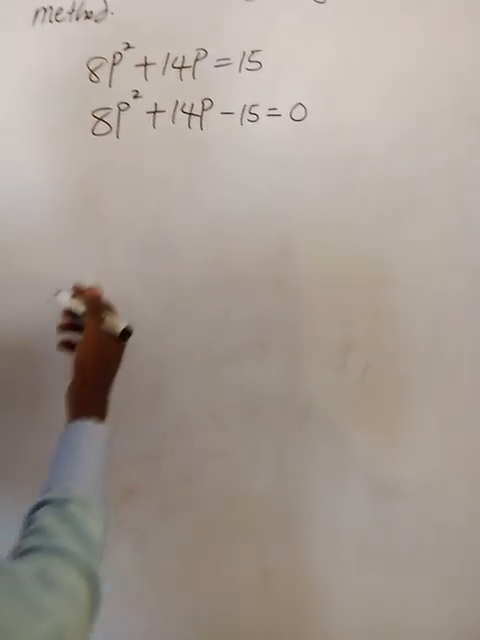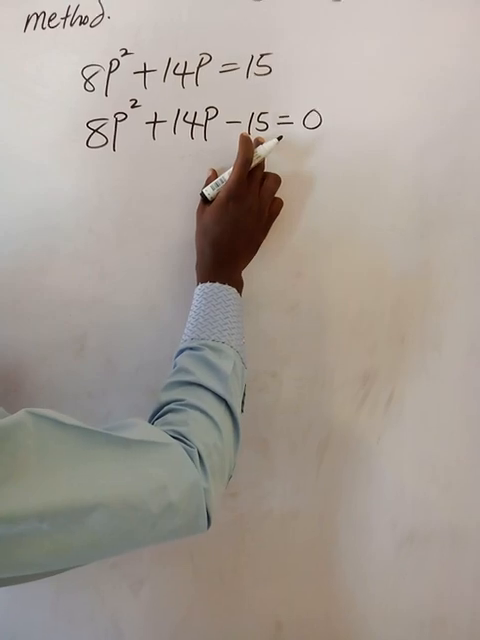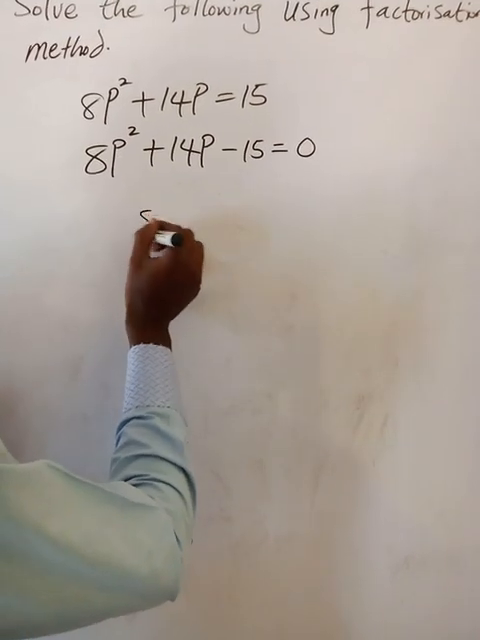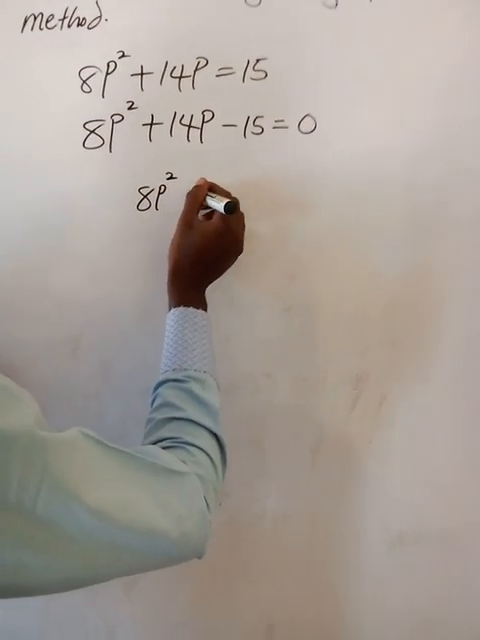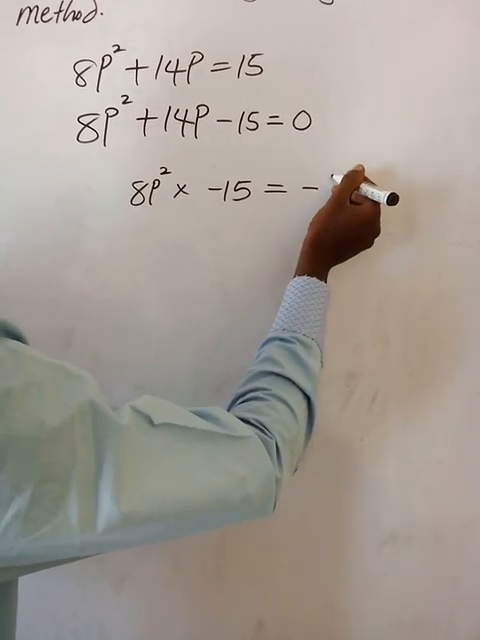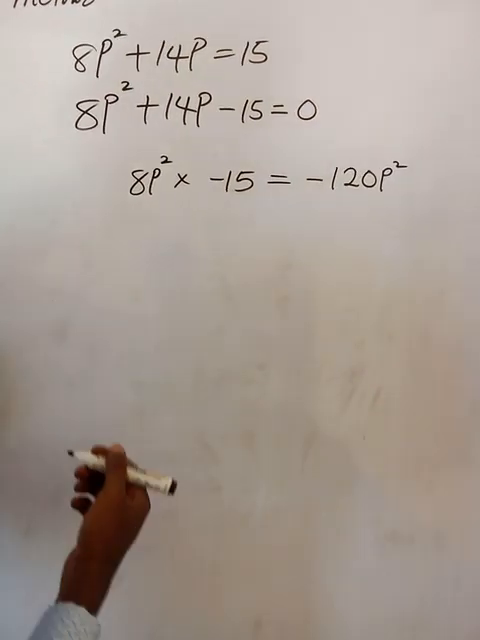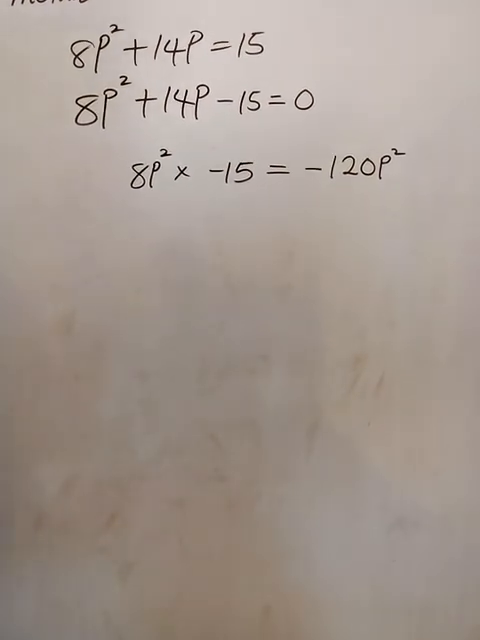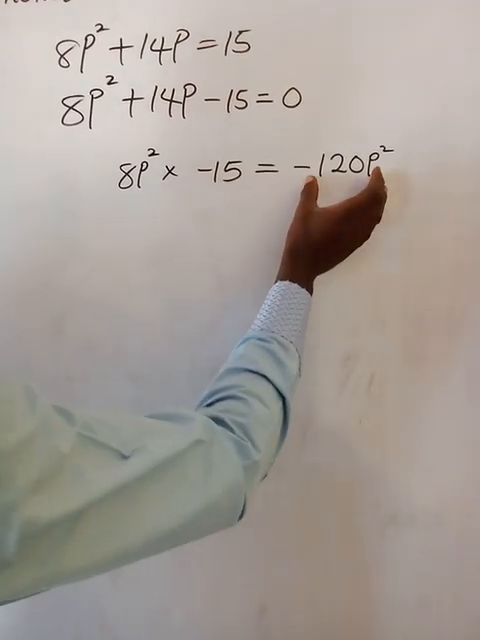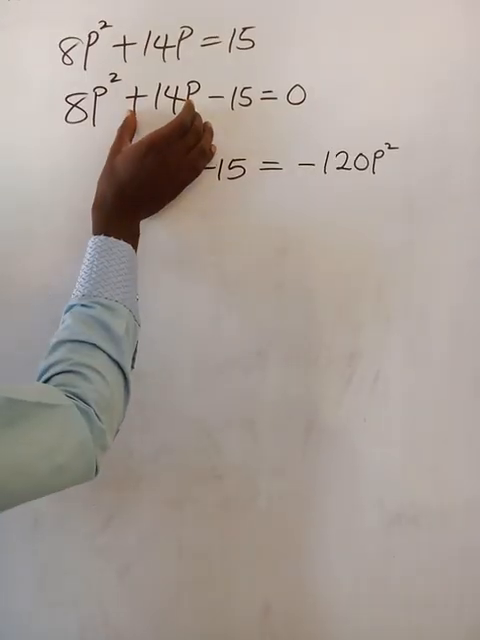Now, the usual procedure is to find the product of the first term and the last term. That will give us 8p squared times minus 15, which is equal to minus 120p squared. So the next thing is to find two terms that when you multiply them together, you will have this, and when you add them up together, you will have this middle term.